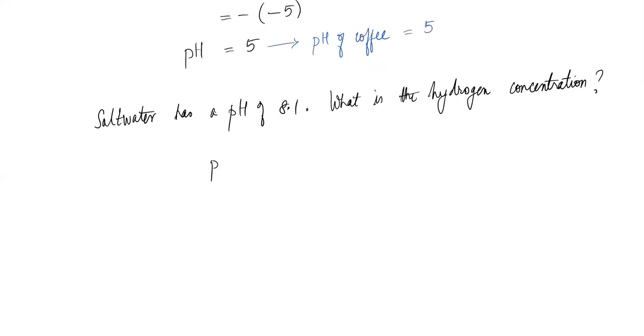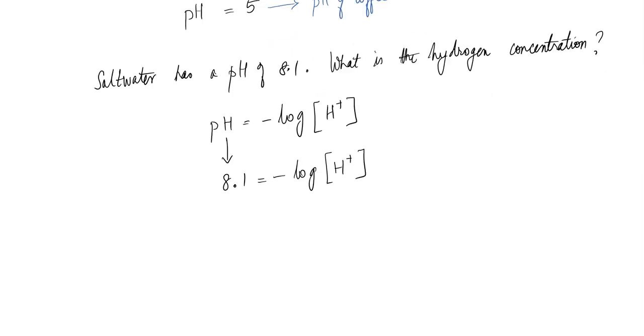So in this case, again, write your formula, pH equals negative log H plus. But remember, we're trying to find H plus. We already know what pH is. pH is given to be 8.1. Let's plug that in. 8.1 equals negative log H plus. Divide both sides by negative 1. It's a small move, but it has to be done before you eliminate the log so that you can access H plus. So negative 8.1 equals log H plus.